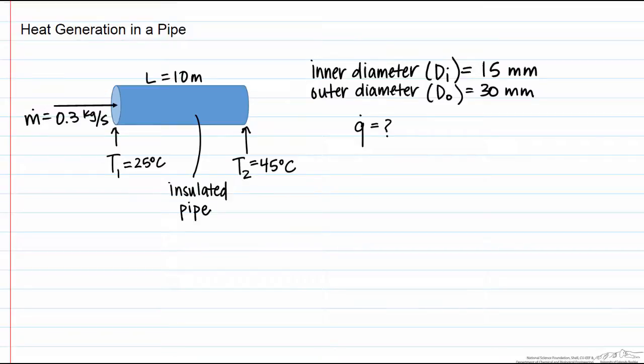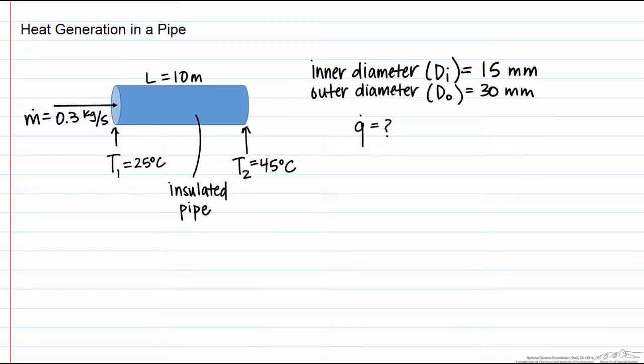In this screencast, we're going to figure out the heat generation that is needed to heat water in a pipe. So we're going to consider a pipe with a length of 10 meters. It has an inside diameter of 15 millimeters and an outside diameter of 30 millimeters. And this pipe is heated by uniform heat generation.